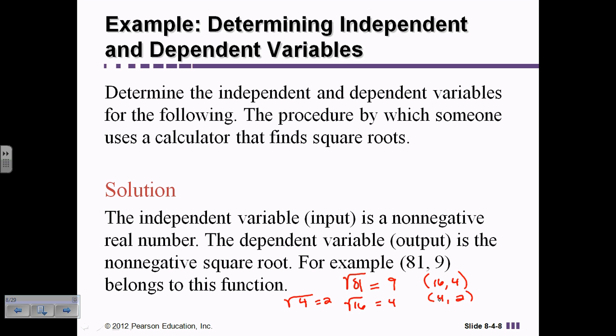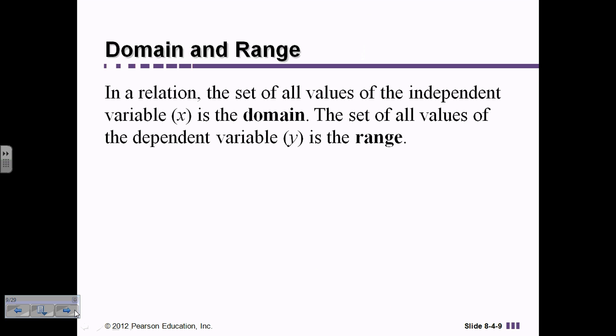So the independent variable is the 4 and the 16 and the 81. The dependent variable, the output, is the 4, the 2, and the 9, because again, it depends on what the first value is. So now when we talk about domains and ranges, the domain is always the independent variable and the range is always the dependent variable. Or maybe more simply put, the domain is always the x values, or the first value, and the range is the y values.